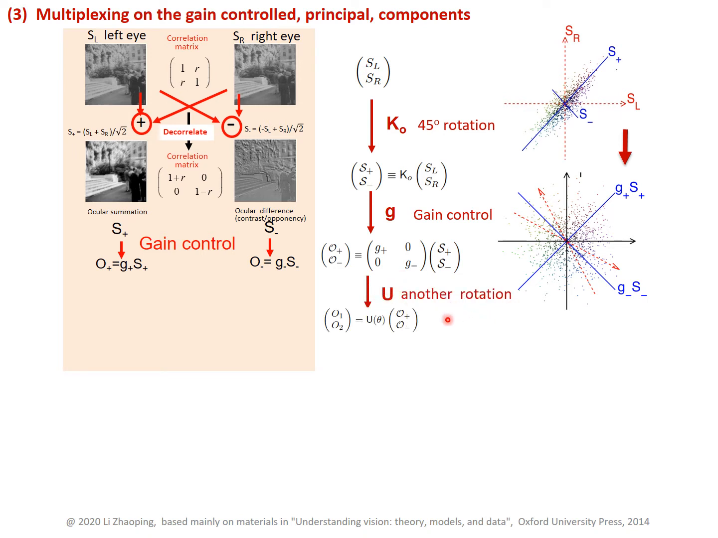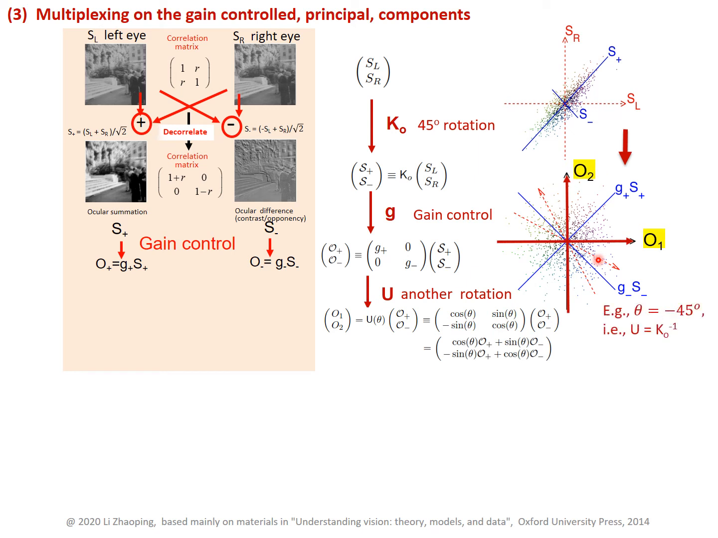It is another rotation, rotating this two-dimensional vector, O plus and O minus, or two-dimensional coordinate system, O plus and minus, to final output, O1 and O2. So you're putting this rotation matrix, acting onto it, this is the result. Here's an example when you have O plus and O minus axes. You rotate by 45 degrees clockwise, you have O1 and O2.